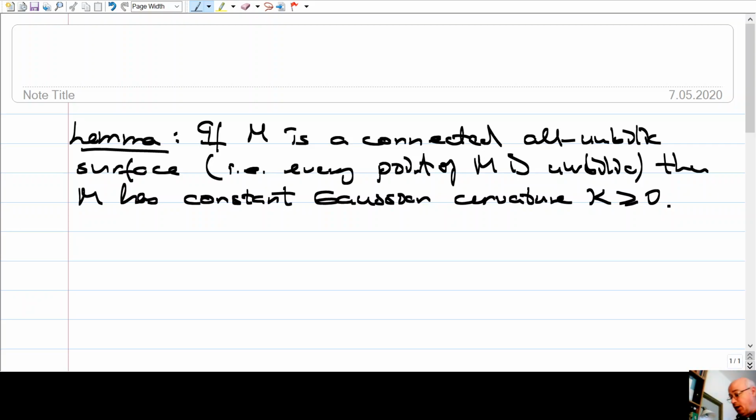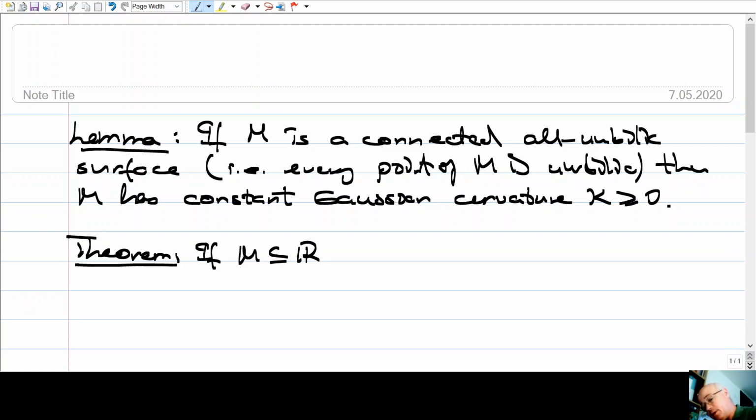Here is another result. At the end of three results, we will show that if it is all umbilic, then M is a part of a plane or sphere. So that will be our final result. This is another step in that direction. So let me just state this.